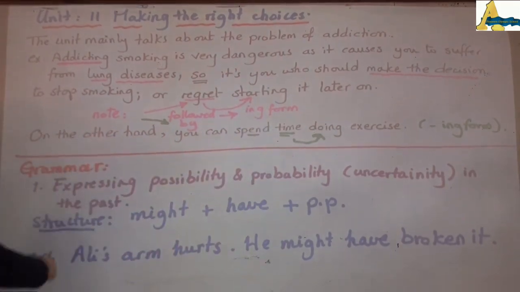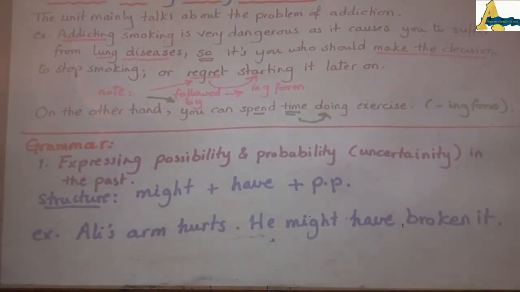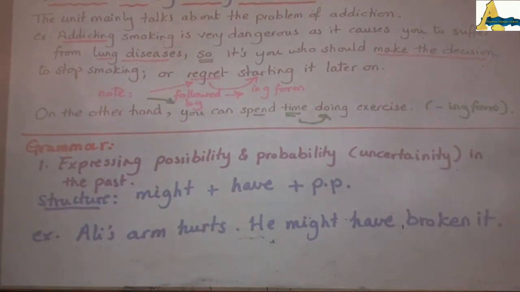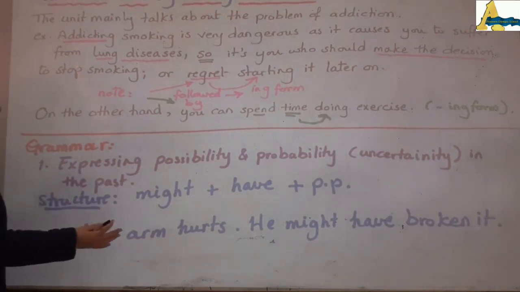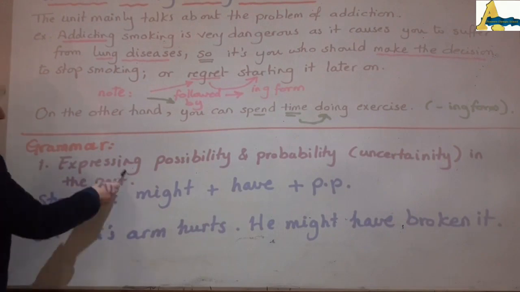The grammar in this unit expresses possibility or probability, uncertainty in the past, by using might have plus the past participle. For example, Ali's arm hurts. He might have broken it. So it's a possibility that has to be expressed here, referring to the past.